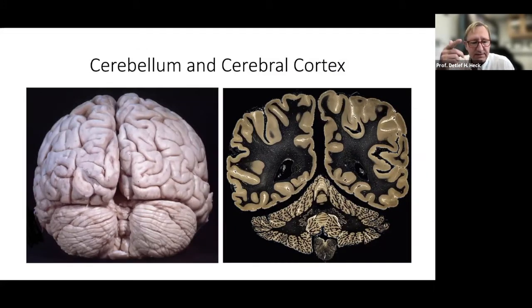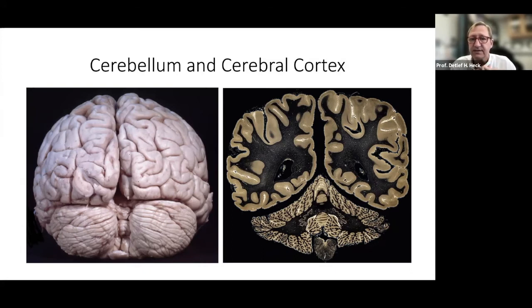So here is a picture of a human brain on the left, showing the vast differences in volume between the cerebral cortex and the cerebellum, and the coronal section on the right with the white matter stained dark shows the vast differences between the two structures in terms of white matter.